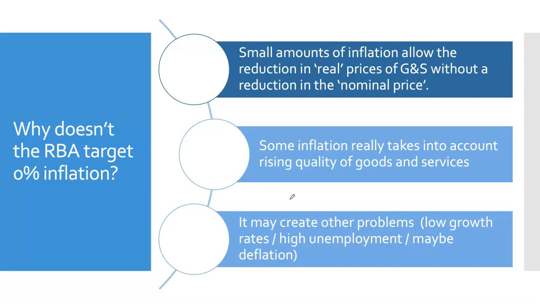Now, there are three main factors of why this is the case. Firstly, small amounts of inflation allow for a reduction in real prices of goods and services without a reduction in nominal prices. What does this mean? We don't want our prices to actually go down. Suppliers would not be happy with that. So having an inflation rate of 2 to 3% gives us a bit of wiggle room to ensure that prices don't go down at all. And we don't need to worry too much about real versus nominal prices at the moment.